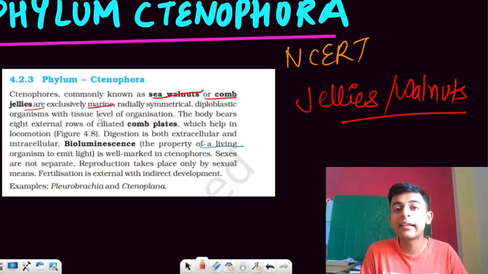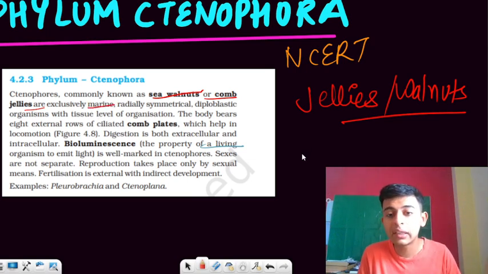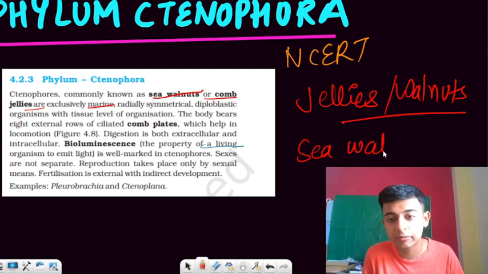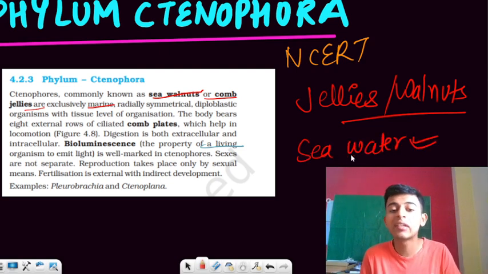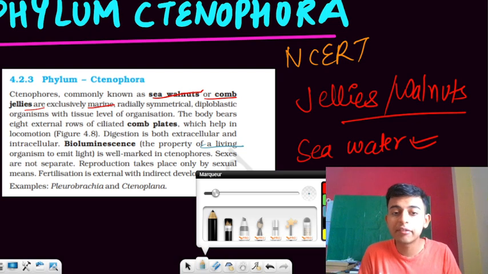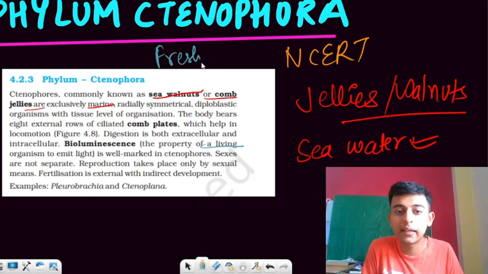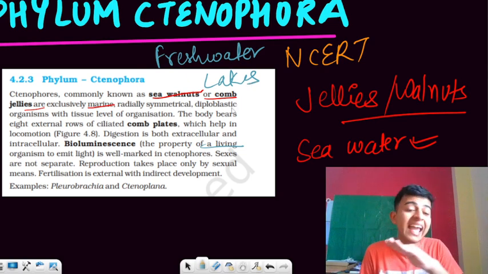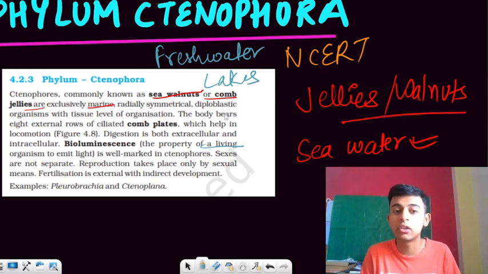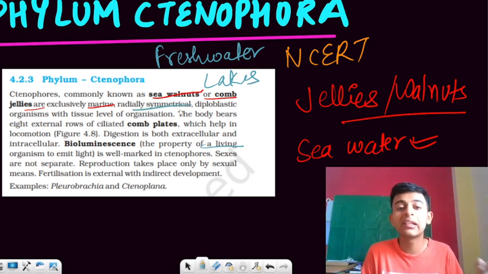Exclusively marine. Underline this. Exclusively marine means only in sea water they will live. So you will not find them in fresh water. Remember that. In lakes you are not going to find them. In any freshwater body you cannot find ctenophores. Radially symmetrical, radial symmetry is present in Ctenophora, meaning that from any plane you cut, you will get equal parts.